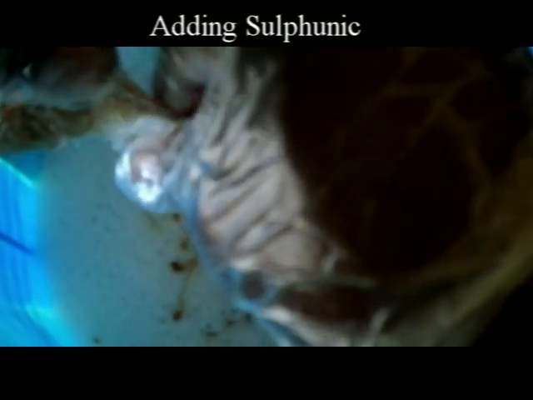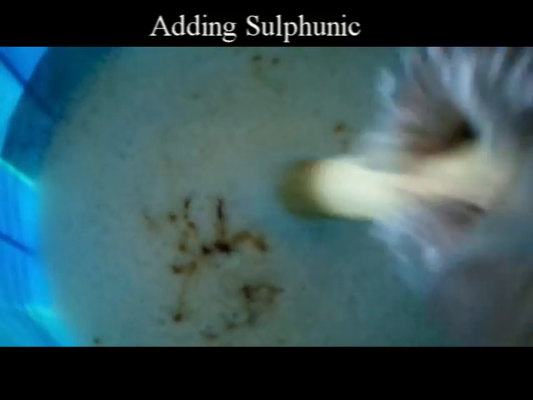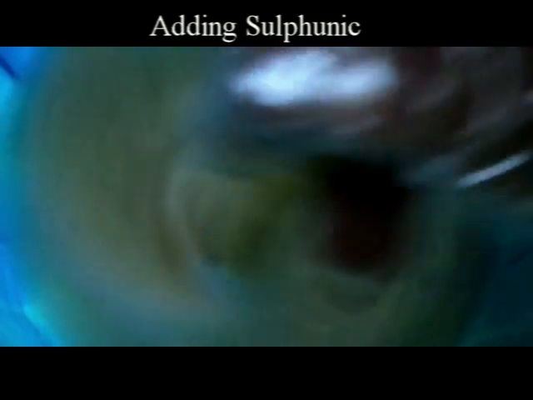Sulfonic is a thickener. You can see that the solution is getting thicker now. It's getting thicker now, you can see. See, it's already forming a soap solution. It's getting thicker and thicker.